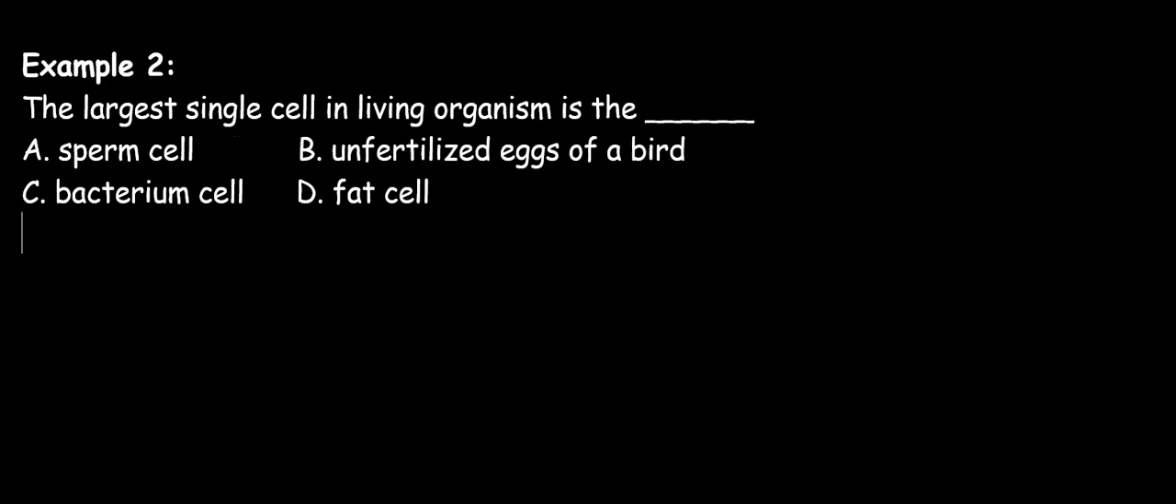So from this question, if you look at the facts I told you to note earlier, you would see that the largest cell is an egg cell of an ostrich, and an ostrich is a bird. This will bring our answer to B, unfertilized egg of a bird.